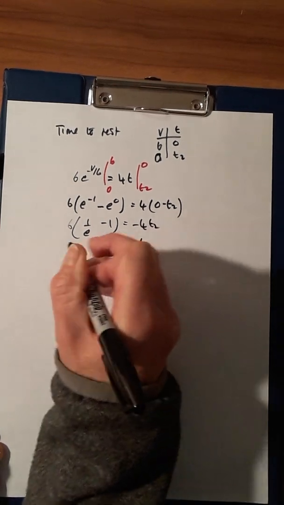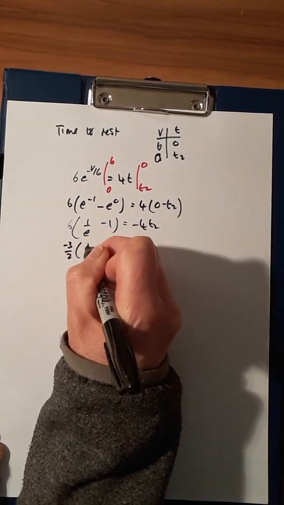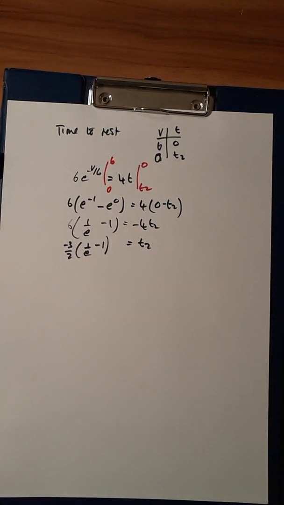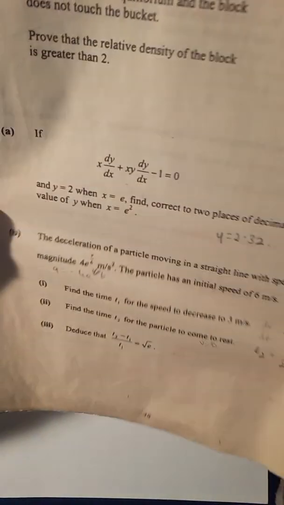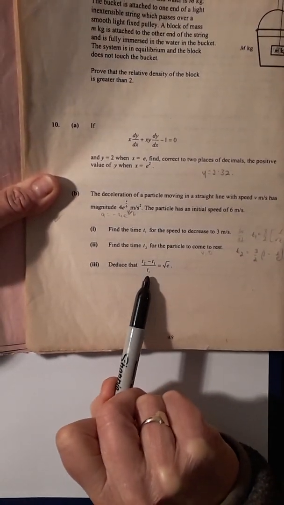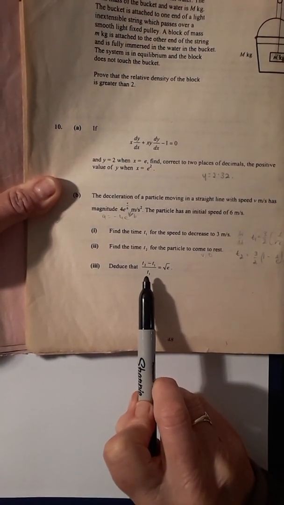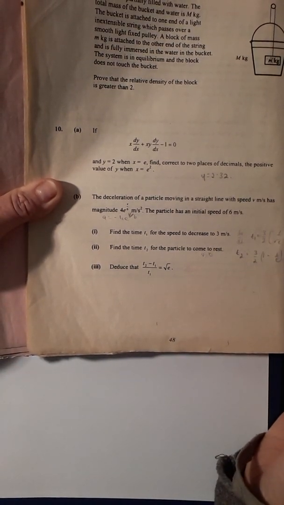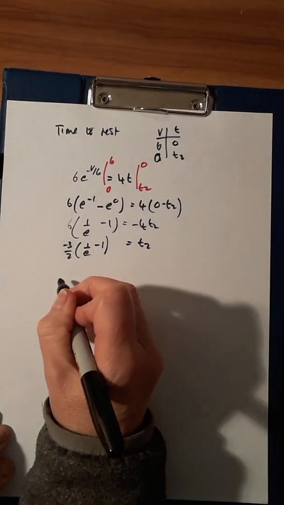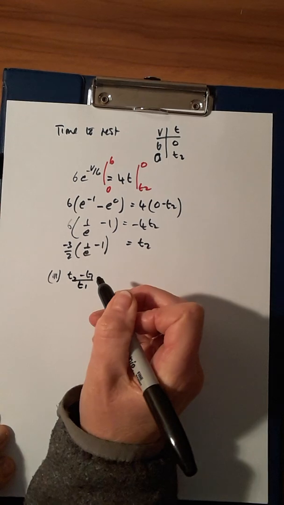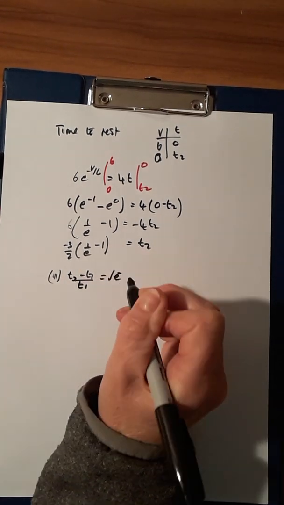I'll bring over that minus 4 and I'll get minus 3 over 2 again, 1 over e minus 1. That's my t2. Second part of the question. Now, the third part of the question says, deduce that t2 minus t1 over t1 equals root e. So I'm just going to fill in my answers and my solutions to this equation and see does it satisfy it. Okay, so t2 minus t1 over t1 is equal to the square root of e.